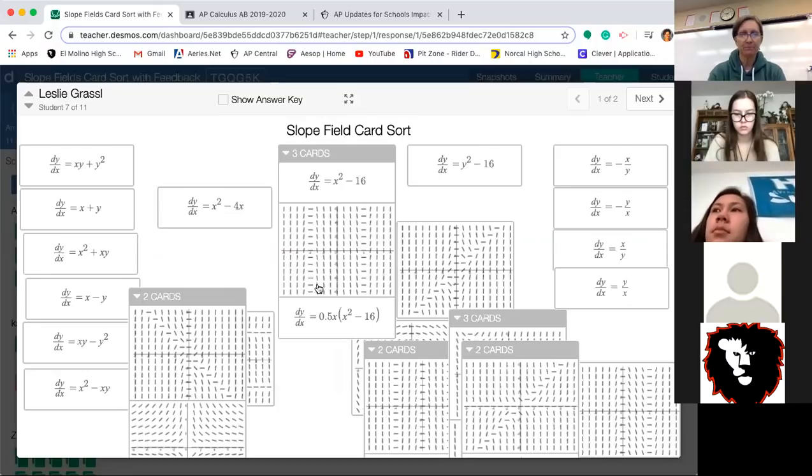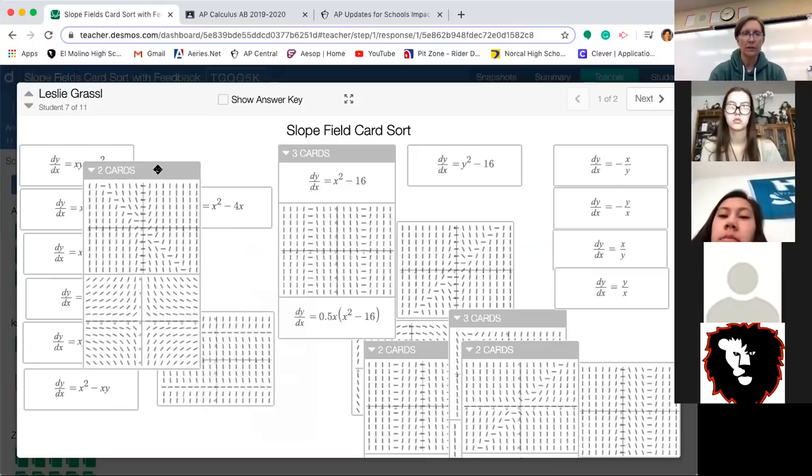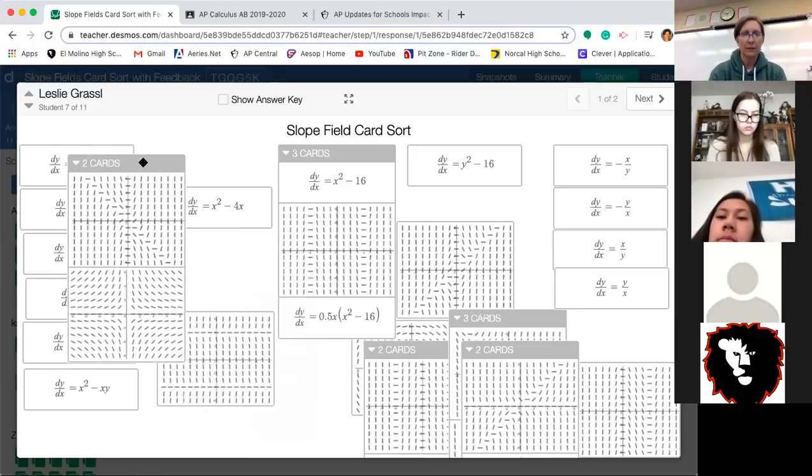Okay, so like I said, when I grabbed this card originally, it has all the slopes that are the same vertically. And like I talked about, the slopes are all 0 when x is 4 and when x is -4. I'm going to see if I can find another one that has slopes of 0 at x equals 4 and x equals -4. So I'm going to move things around and see if I can find those.